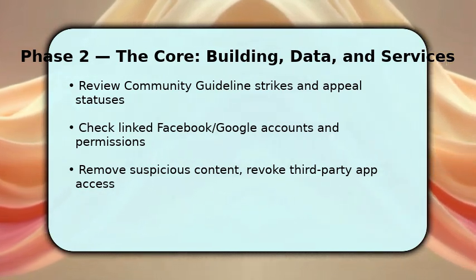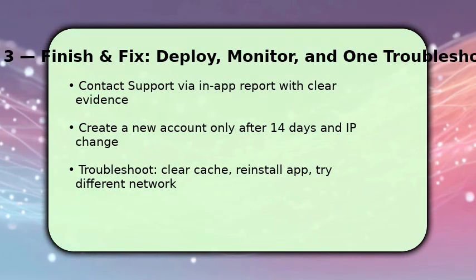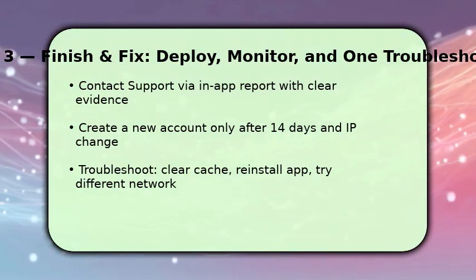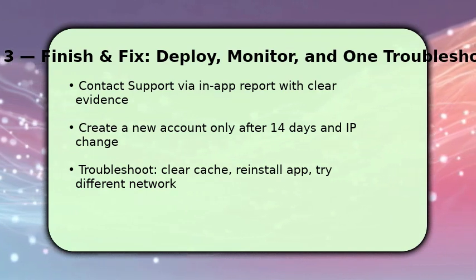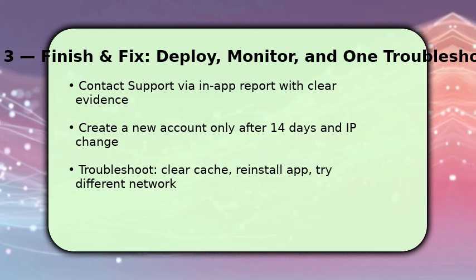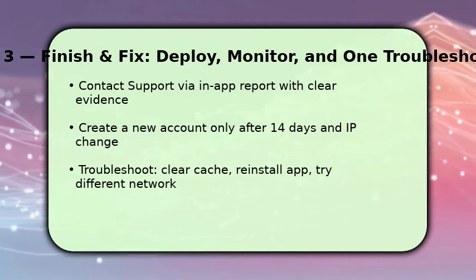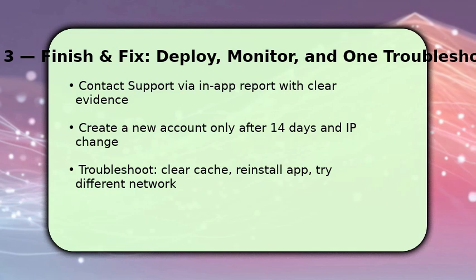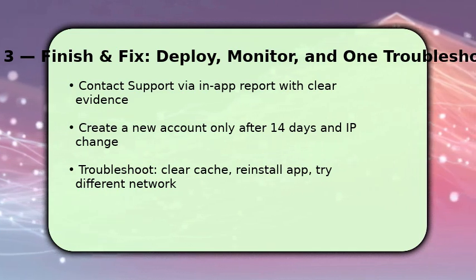Finish by contacting TikTok support from the app. Choose account issue, attach screenshots, and state steps you've taken. Be concise and factual. If support can't restore eligibility, wait at least 14 days, then create a new account only after changing email, phone, and network to avoid immediate cross-linking.